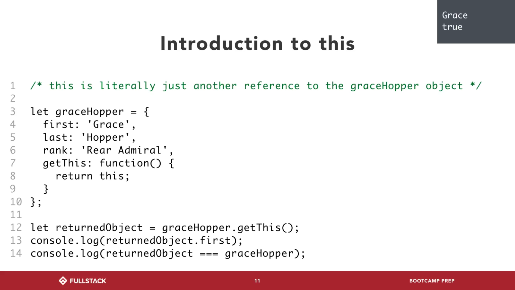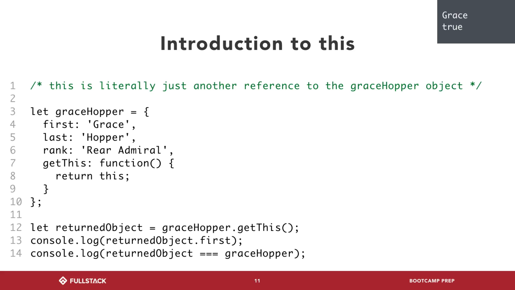So basically, after we run line 12, we can say that this and returnObject are now pointing to the same thing. I say pointing to the same thing, and it's something we'll talk more about tomorrow. But for now, hopefully visually that makes sense to you. I have two variables, and now they're both pointing to the same thing, which is this. On lines 13 and 14, we console.log out returnObject.first, and then we console log out whether or not returnObject is triple equal to GraceHopper. Let's go through these lines first. returnObject is effectively this object.